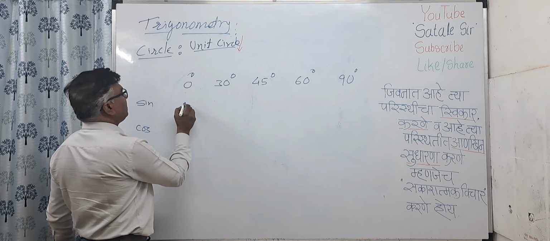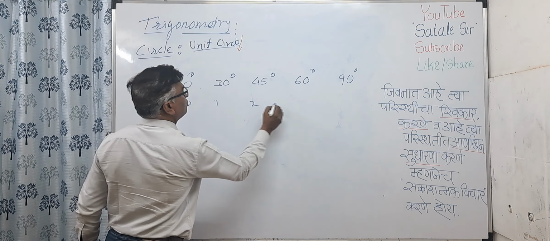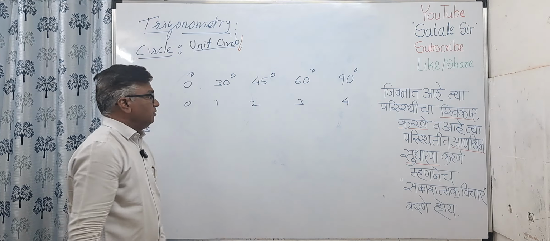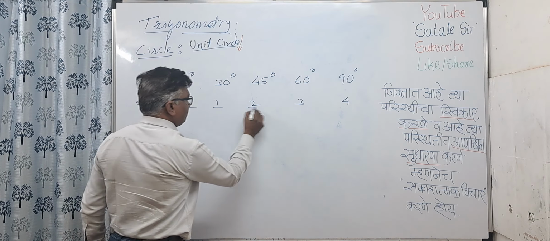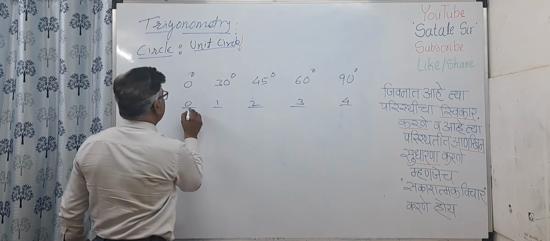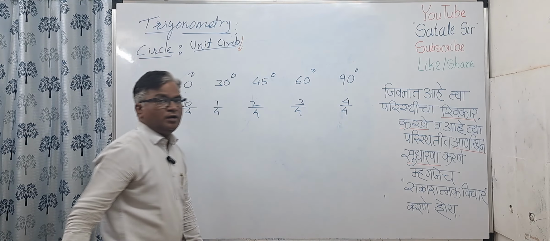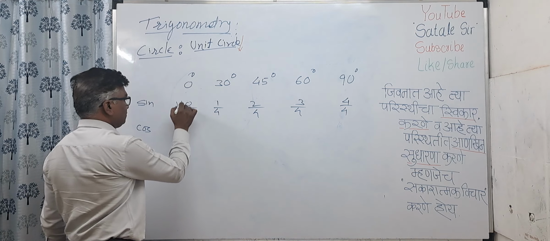So I am writing here now 0, 1, 2, 3 and 4. Now divide all these figures by 4. So I am dividing this by 4 again here, and take a root of all this.